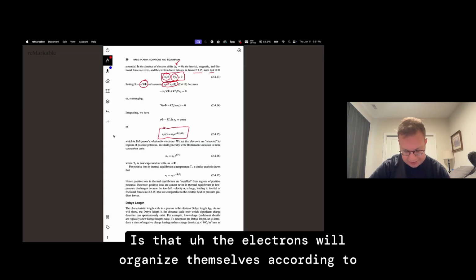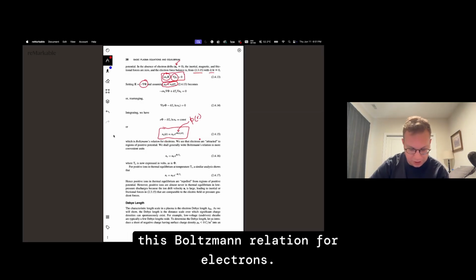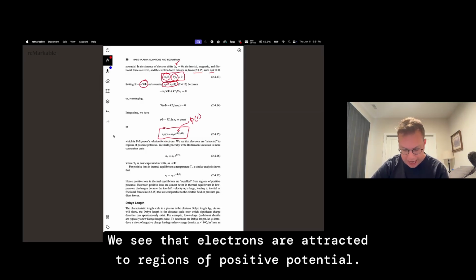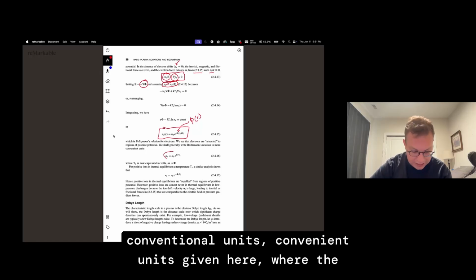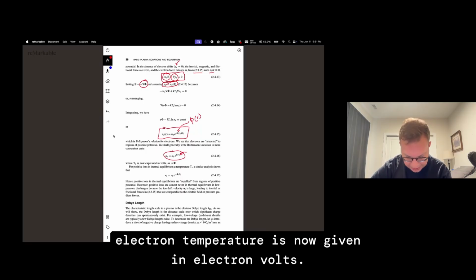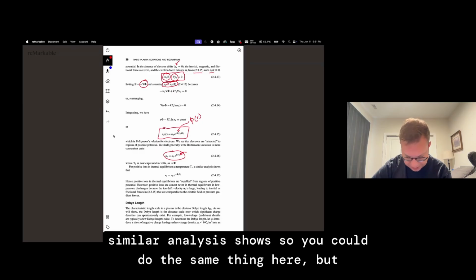And what we get is that the electrons will organize themselves according to the spatially dependent electron potential here, which we call the Boltzmann relation for electrons. We see that electrons are attracted to regions of positive potential. We shall generally write Boltzmann's relation in more convenient units given here, where the electron temperature is now given in electron volts. The positive ions in thermal equilibrium at temperature Ti, similar analysis shows.